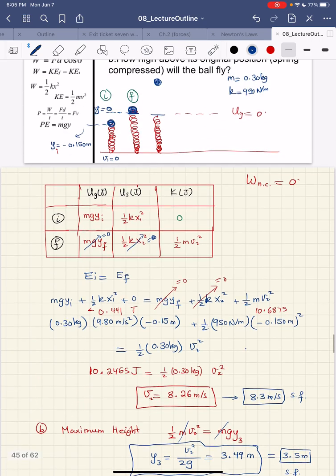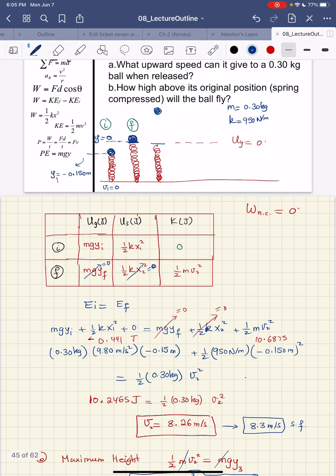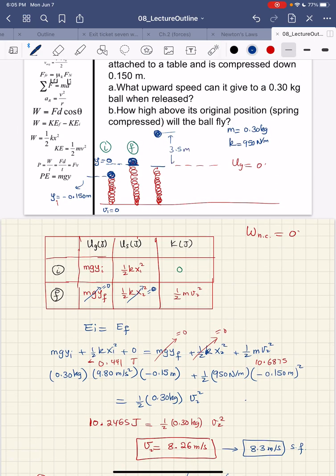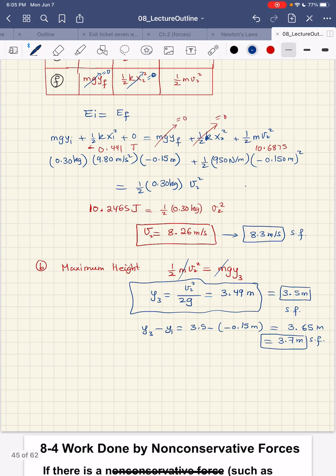Now, the question is asking how high above its original position the ball will fly. I have calculated this from here to here to be 3.5 meters, isn't it? Yes, 3.5 meters. And I need to include that additional 0.15. And this is the reason why I said Y3 minus Y1 is going to be 3.5 minus 0.15. And this is going to give me 3.65, which is 3.7.